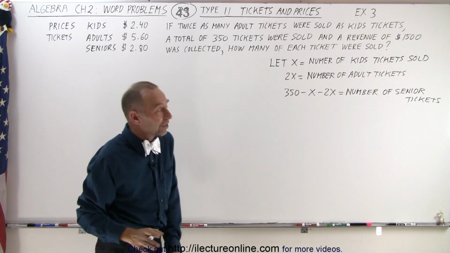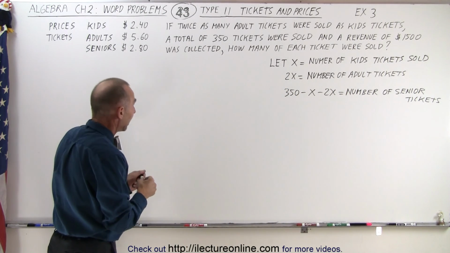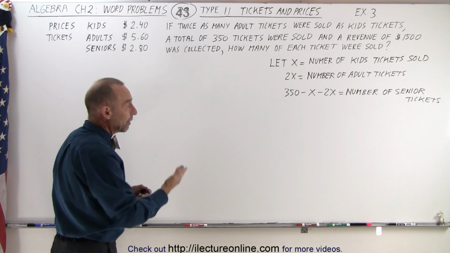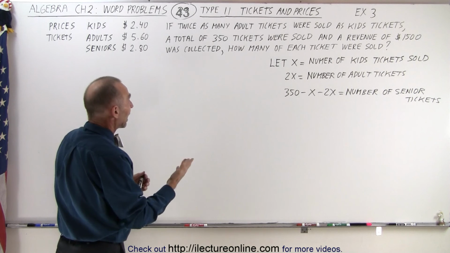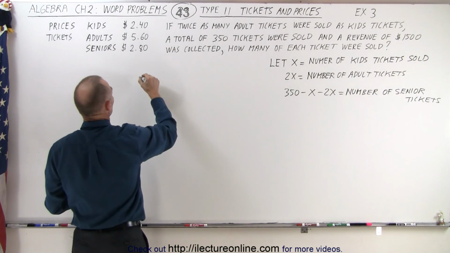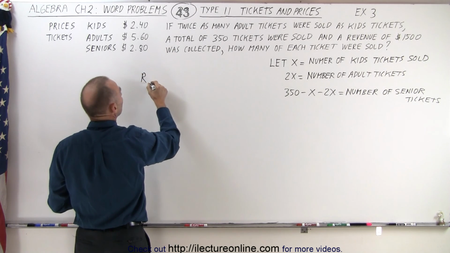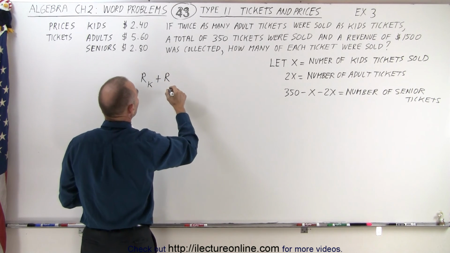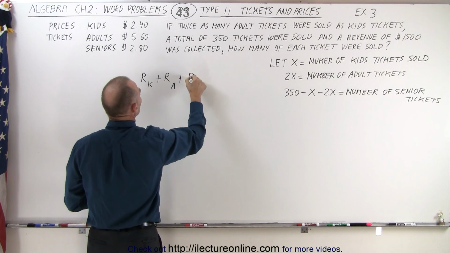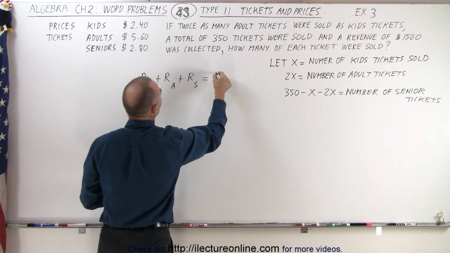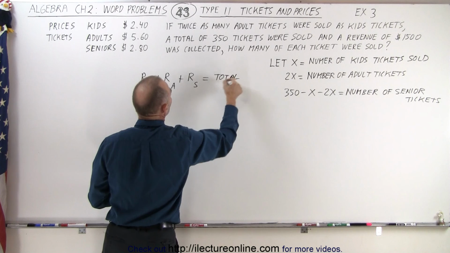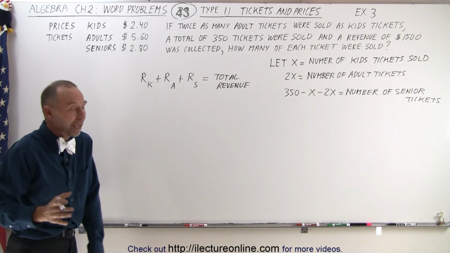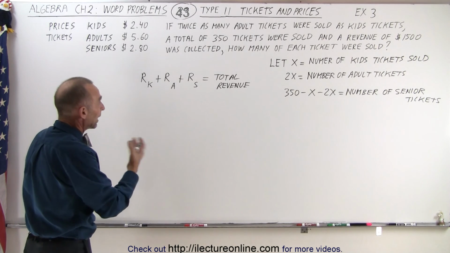Now, to solve for x, we need to come up with an equation. And so the total revenue for kids plus the revenue for adults plus the revenue for seniors together should add up to the total revenue. So the revenue of the kids tickets plus the revenue of the adult tickets plus the revenue of senior tickets must equal the total revenue. And there's our equation. We now simply have to turn that into an algebraic equation with x.